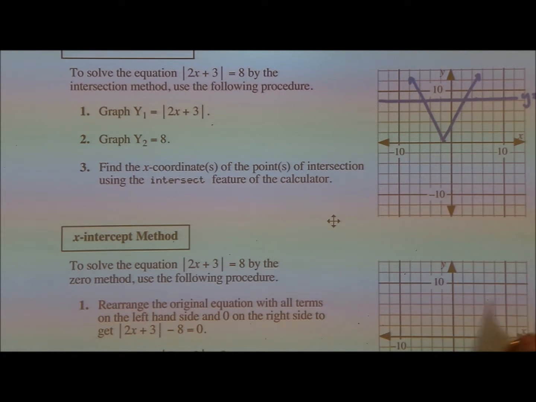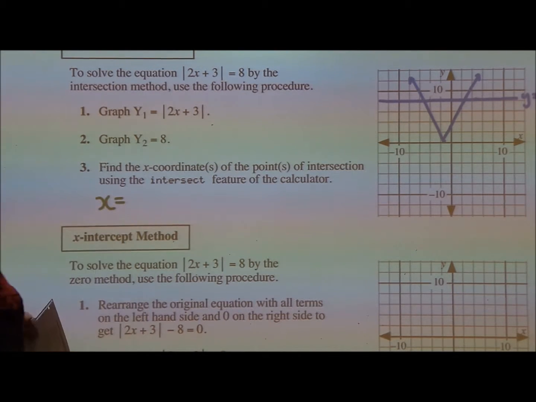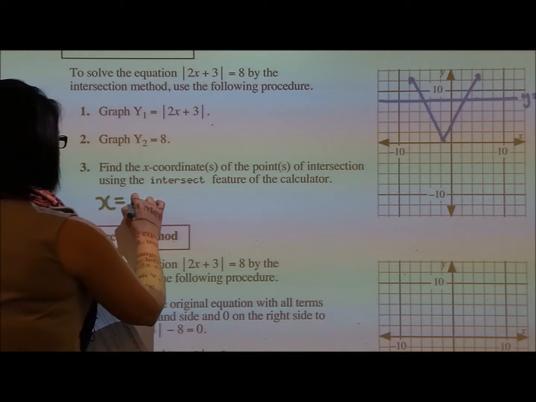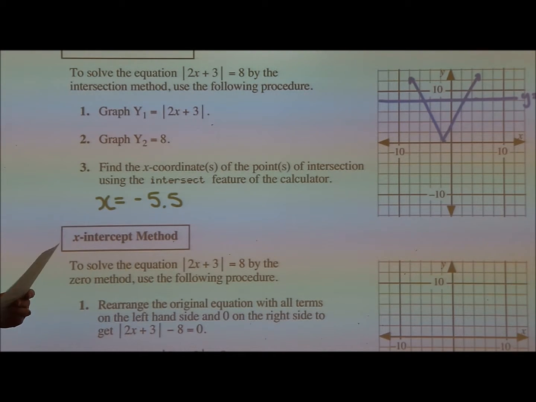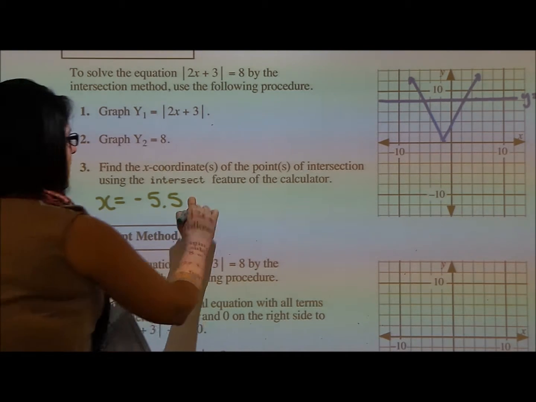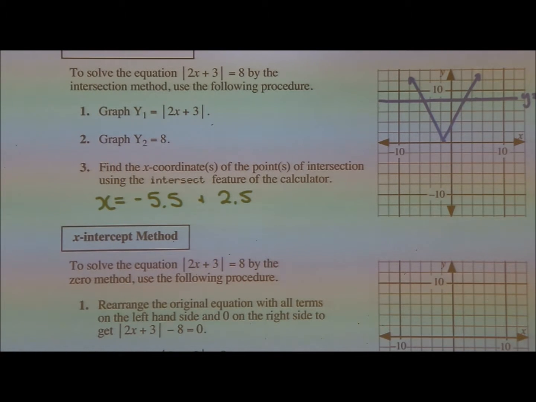Okay, so what did you get for your x-intercepts? Negative 5.5 and then 2.5. So we're only interested in the x values. We don't need the y values. It's the x values that are my solution.